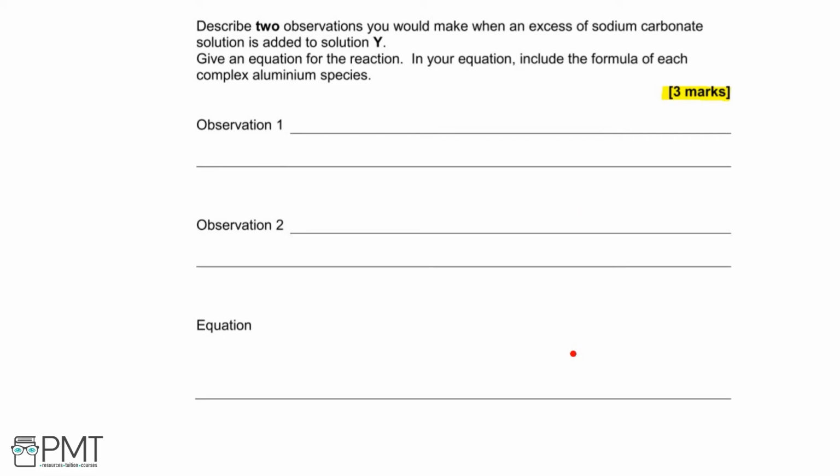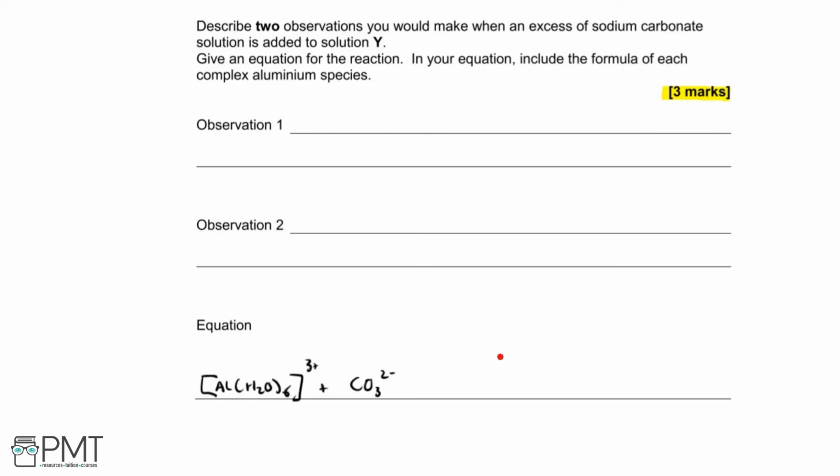We're going to start with the equation for this question, as we can use the products of that equation in order to deduce what observations we're going to get. Also in this equation, we are going to use the balanced ionic equation, as the sodium ions in the sodium carbonate solution and the chloride ions in solution Y are spectator ions which don't matter for the overall reaction. So, the reaction is between our complex metal ion, that's our hexaaqua ion, so it's Al(H2O)6 with a 3+ charge, and our carbonate ions, that's CO3 2-.